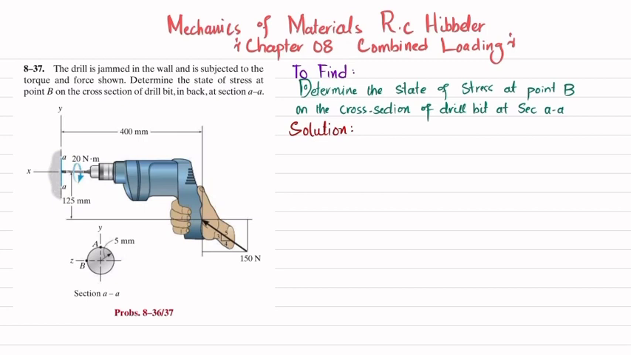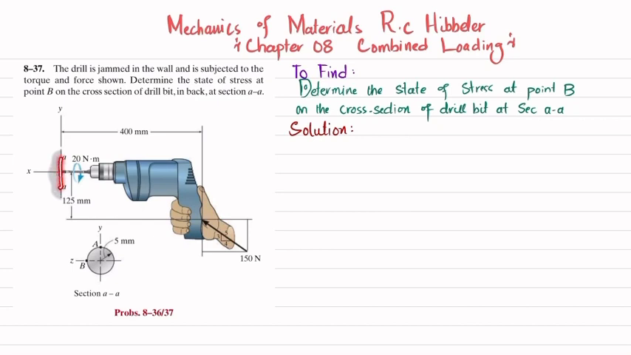Welcome back. Problem 8-37. So the statement is the drill is jammed in the wall and is subjected to torque and force shown. Determine the state of stress at point B on the cross section of drill bit at section AA. So you can see this is the drilling machine and this is the drill bit which is jammed in the wall. The force that is exerted on this drill machine is 150 Newton, that is at a certain angle. All the dimensions and ratios are given. So we have to find the state of stress.